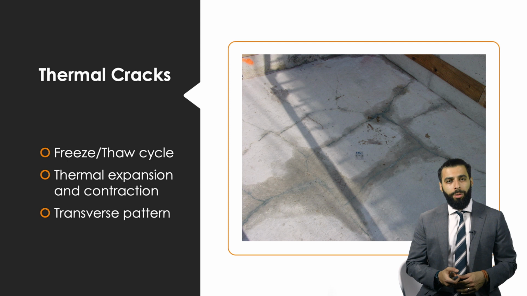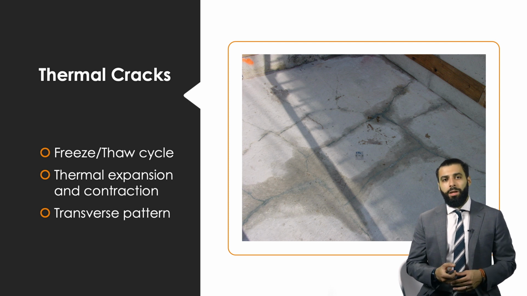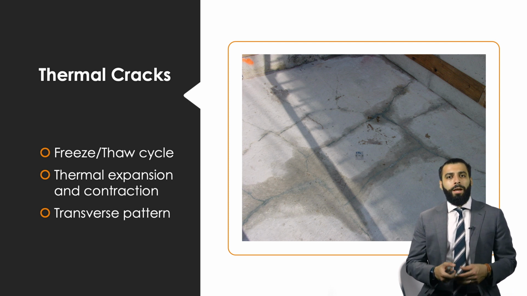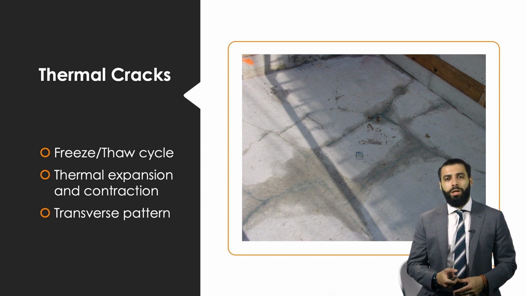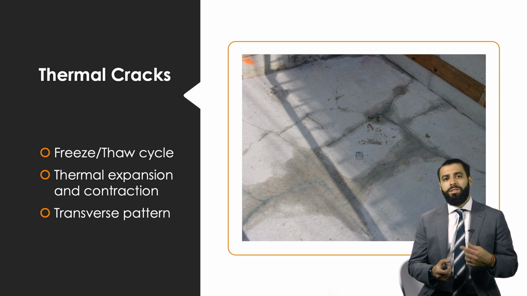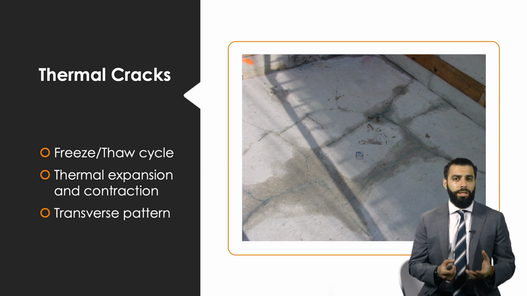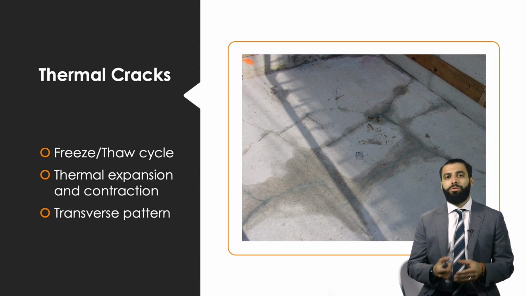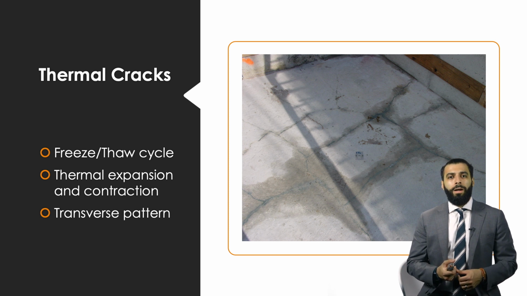Thermal cracks is another type of cracks that take place after the concrete hardens, and it's due to the freezing and thawing cycles that are associated with moisture in the concrete, freezing and then melting, and then the cycle repeats. And as the cycle repeats, you get constant changes in the volume of the concrete, and as such, you get cracks. You can identify them because they're transverse in pattern, and they're more common in regions where it's cold.